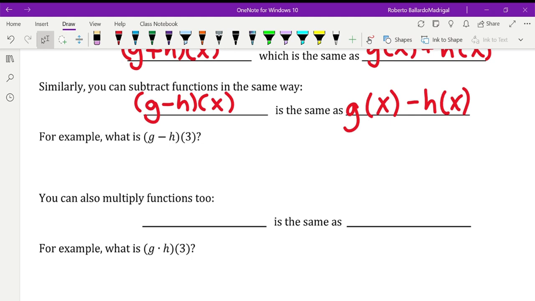Go ahead and try finding g minus h of 3. You don't have to solve anything new. You already have the outputs from parts A and B. So what I want you to write is the following. I want you to rewrite g minus h of 3 in this format. But instead of x, what are you going to write? 3. Take about 30 seconds for that.